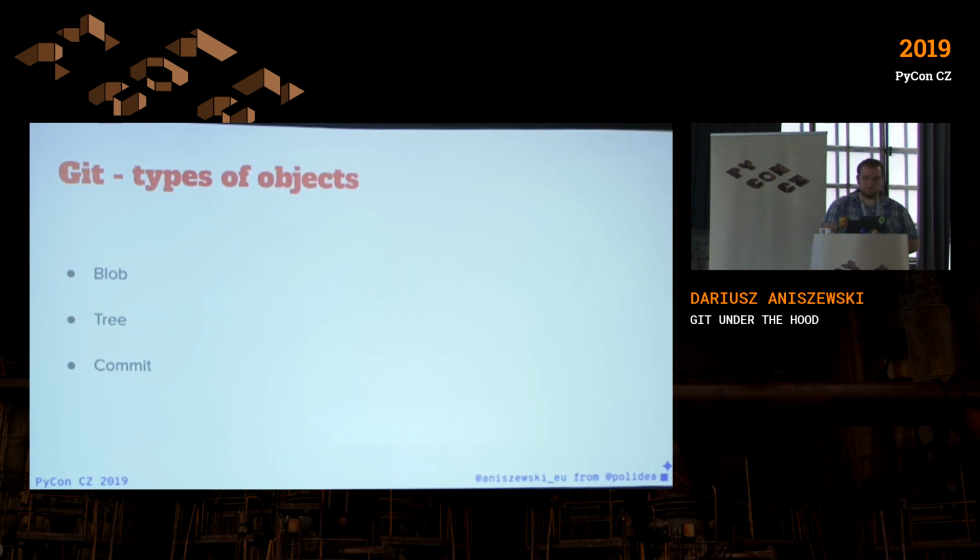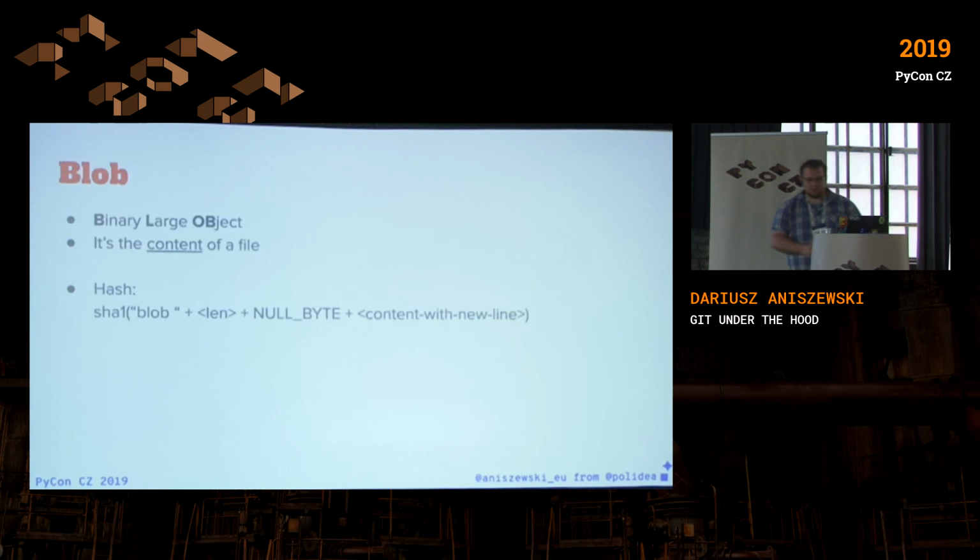Let's take a look at the 3 types of objects that Git operates on. We have blobs, we have trees, and we have commits. The blob is a simple binary large object. It's tempting to confuse it with a file, but the file has some attributes like its name or permissions. The blob is just the content of the file. And it can be hashed. And then we have this magical SHA.